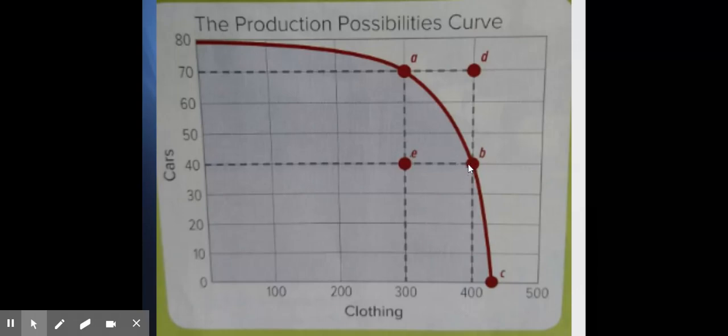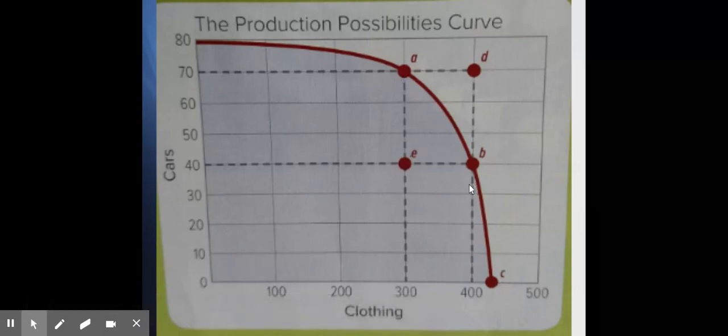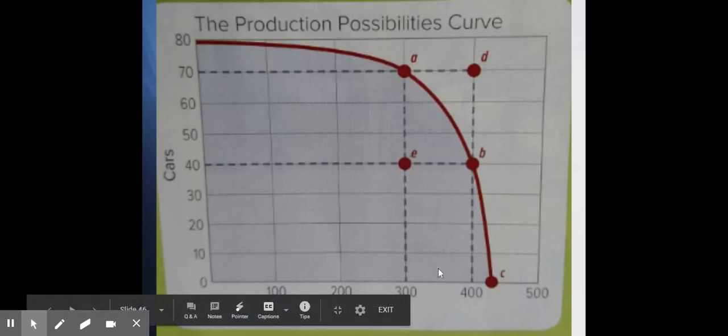Now, let's say that we move from here at point B to point C. Now we're making even more clothing. The maximum amount of clothing we can make is 415 units of clothing. That's represented by point C. And that's if we only make clothing and not cars. We have 0 cars, 415 items of clothing. That is point C. So we have trade-offs. As we make more clothing, we make fewer cars. And if we were to go from point C backwards this way, then as we want to make more cars, now we can make less clothing.